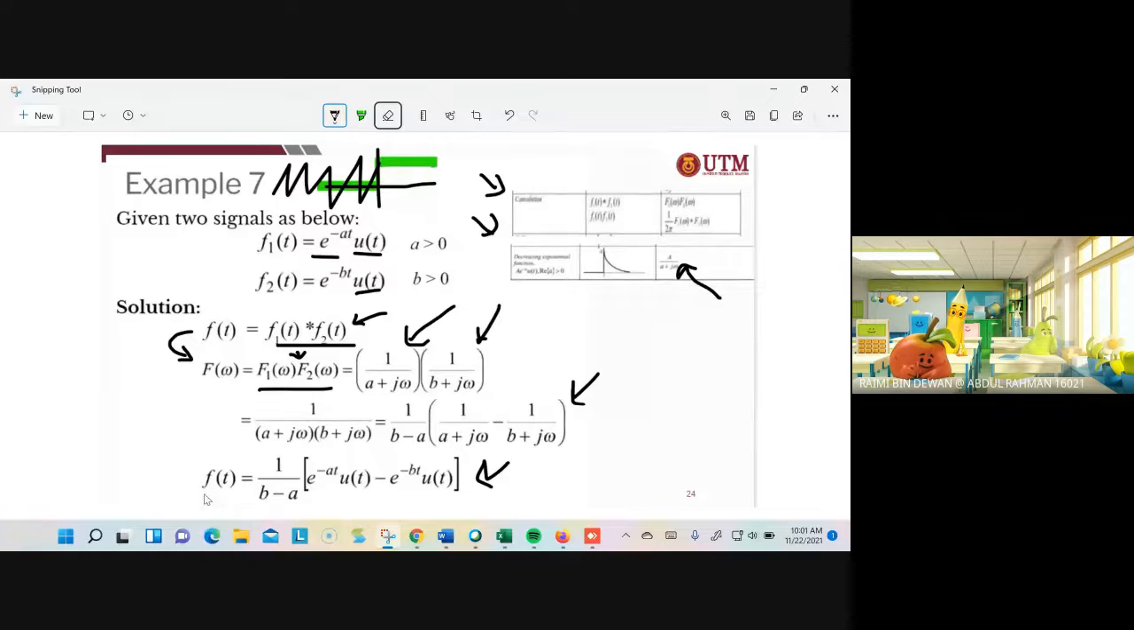See carefully, this one is F(t) in the time domain. This one is in the frequency domain.